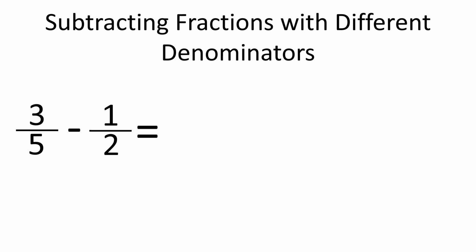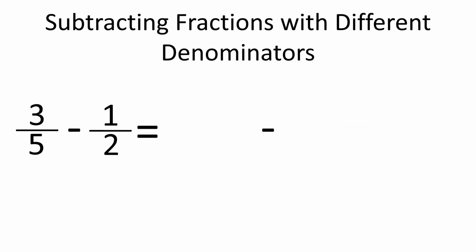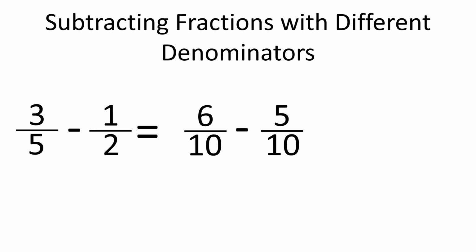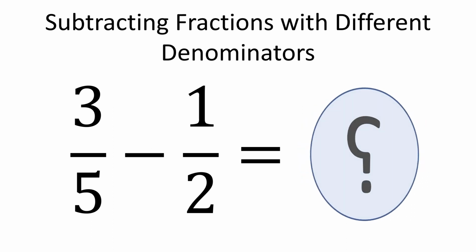To subtract 1/2 from 3/5, we have to express each fraction as an equivalent fraction with a denominator of 10. To do that, we have to multiply the denominator and the numerator in the first fraction by 2, and in the second fraction, we have to multiply the denominator and the numerator by 5. Thus, we have 6/10 minus 5/10, and that equals 1/10, as we only subtract the numerators. So 3/5 minus 1/2 equals 1/10.